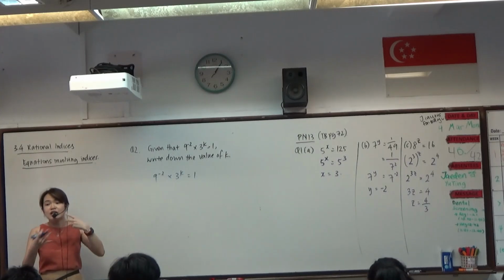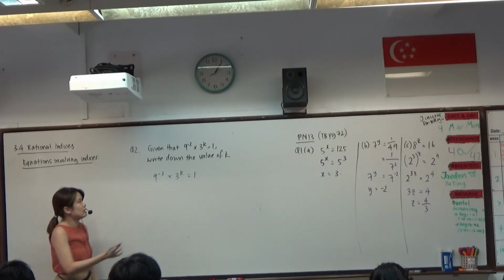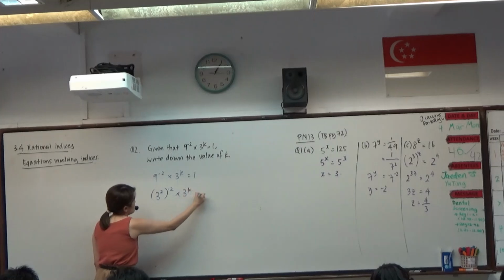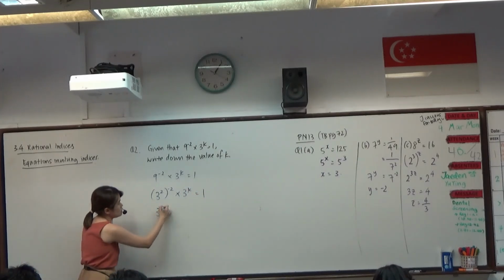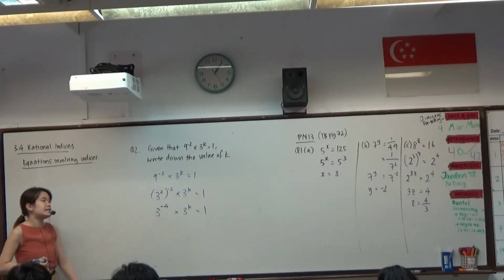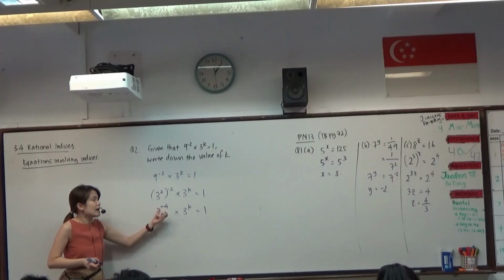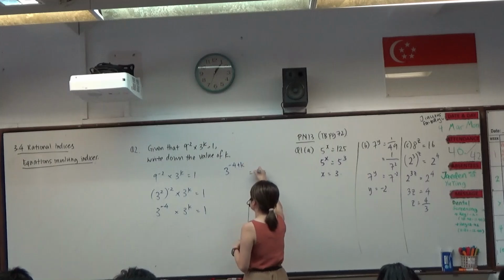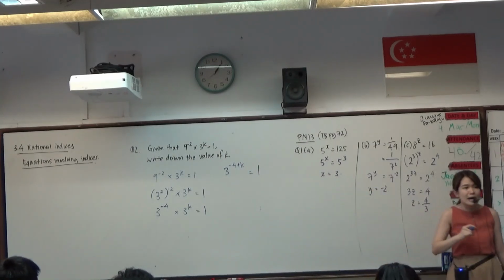Okay, so we need to do a change of base. Okay, so 9 we will change to base 3, right? Which is 3 squared. Okay, we can write it this way. For which apply our law number 3, we get 3 to the power of negative 4 here. Then at this stage, I can see that I have the same base, different power. So I can add the powers up. And we still will get 3 to the power of negative 4 plus k equals to 1.